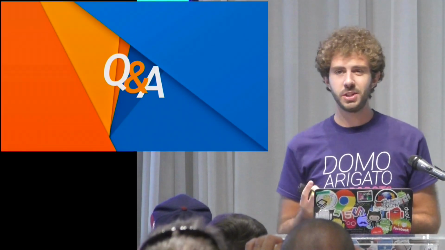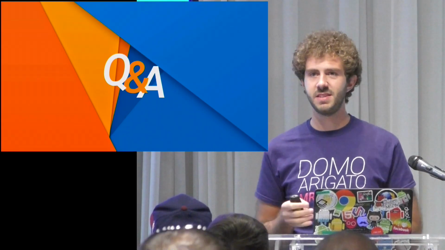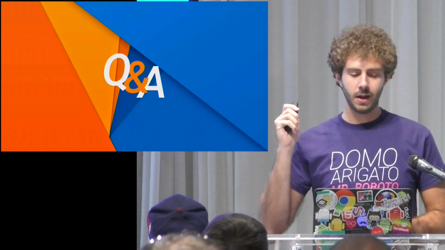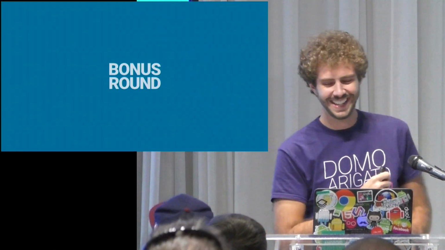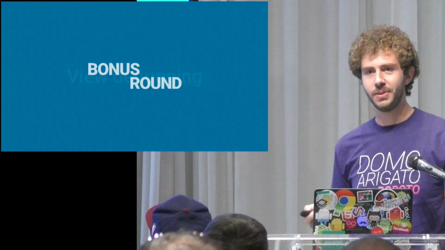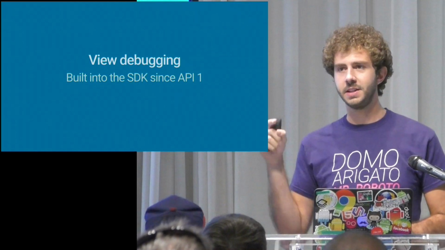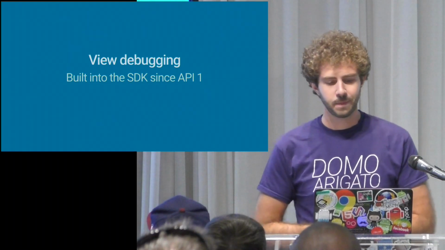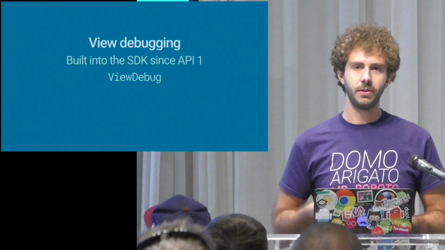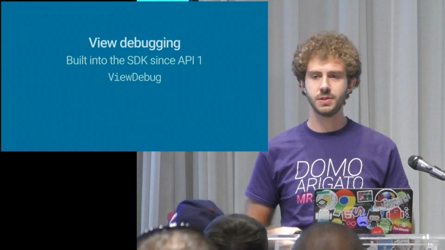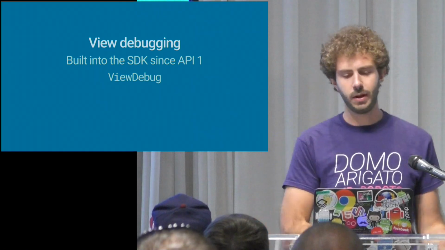Now, I would usually go for a Q&A, but I still have 5 minutes-ish, and I'd rather show you one last cool trick, because I love you people. So there's a bonus round, which is view debugging. There's one more annotation, which is not in the support library. It's actually in the SDK, and it's been there forever, but nobody knows about it. There's this class called view debug. View debug exposes a bunch of functionality that you can use to help debugging your views at runtime.